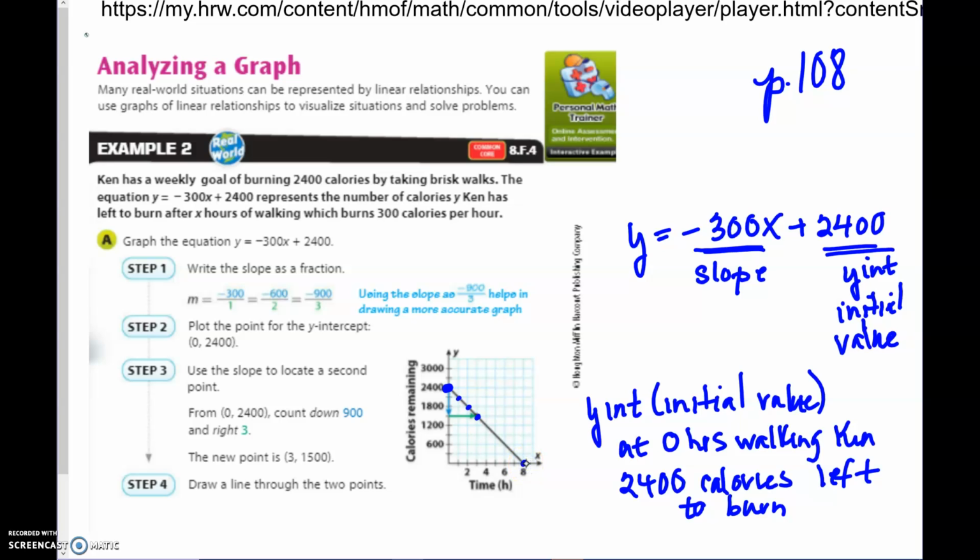So what does this slope mean? What does the slope mean? Well, the slope means that he is burning 300 calories for every hour he walks. Burning 300 calories for every hour he walks.